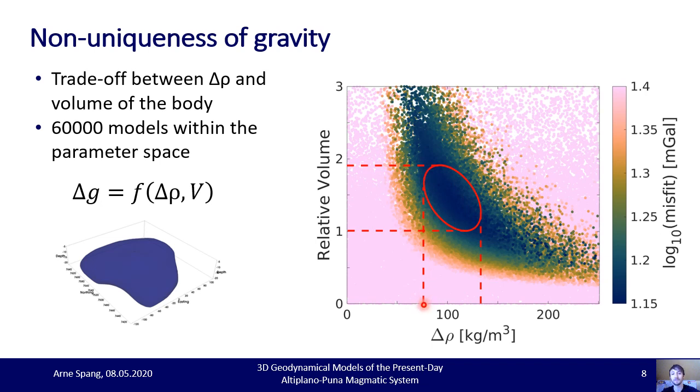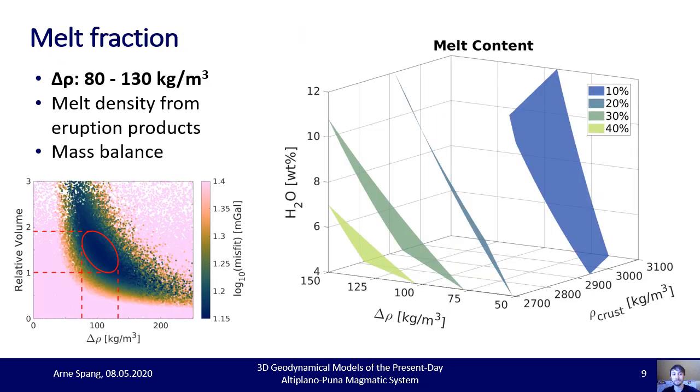So we can conclude that our density contrast between magma body and crust should be on the order of 80 to 130 kilograms per cubic meter. So knowing that, we can take another step and think about melt fractions, because we can get estimates on melt density by looking at eruption products. There are petrological studies that looked at them and analyzed them.